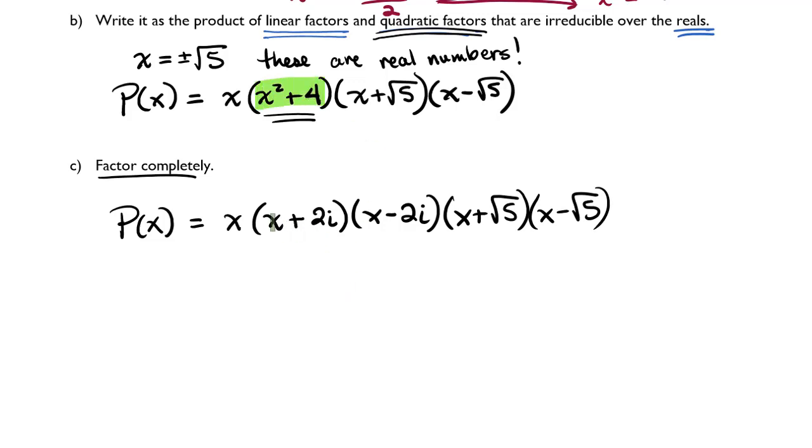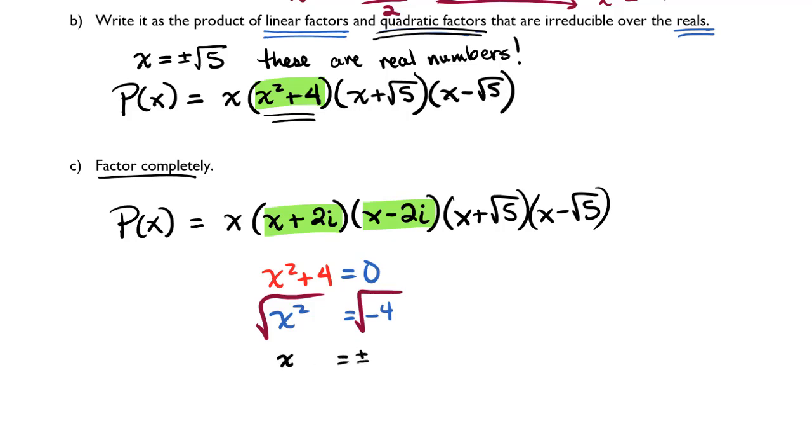Now you might be asking yourself, where did I get the plus 2i and the minus 2i? Well, remember, x squared plus 4, if I set that equal to 0 and then solve for x, I will get x squared is equal to -4. Then I take the square root of both sides, and I will have x is equal to plus or minus 2i. And that's where I got my other two factors. They're complex zeros.